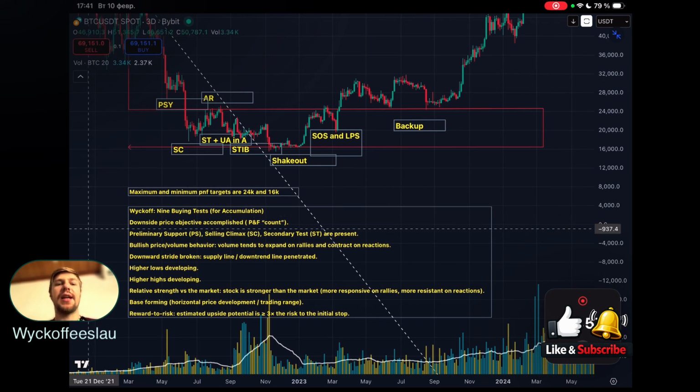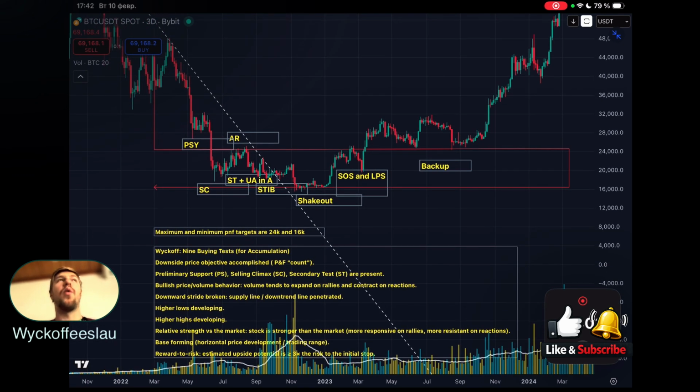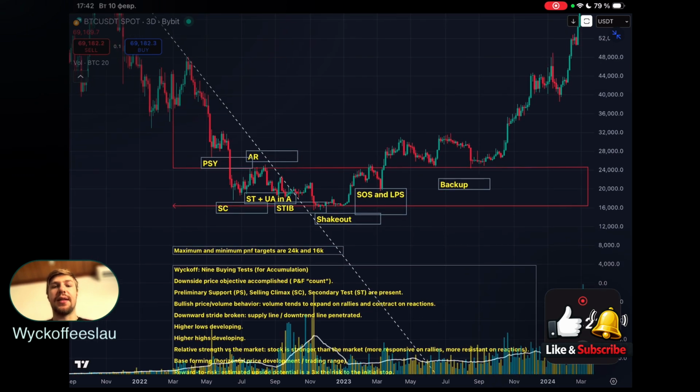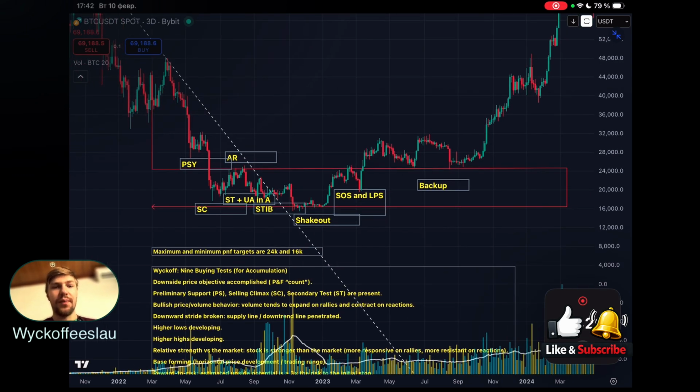First test, downside price objective accomplished, PNF count. For those who don't know what PNF count is, this is a method to count the price targets by point and figure charts. If you want a guide from me on how to use it, tell me, and probably I will do it for you. But now I did it before, just to show you.